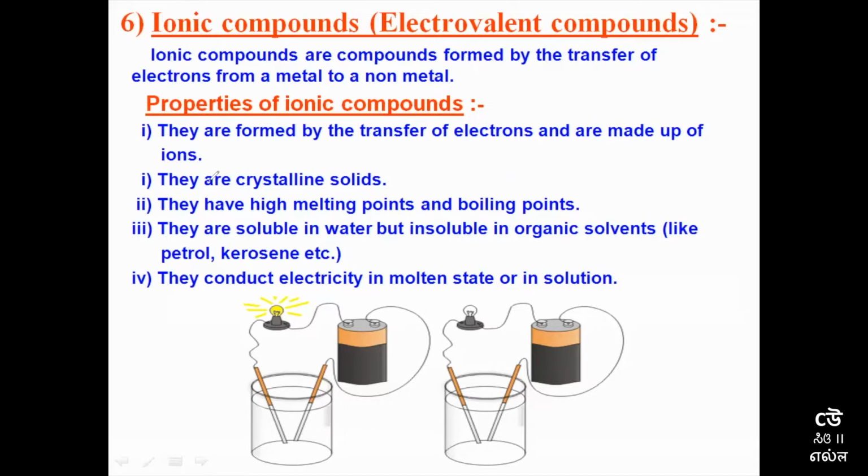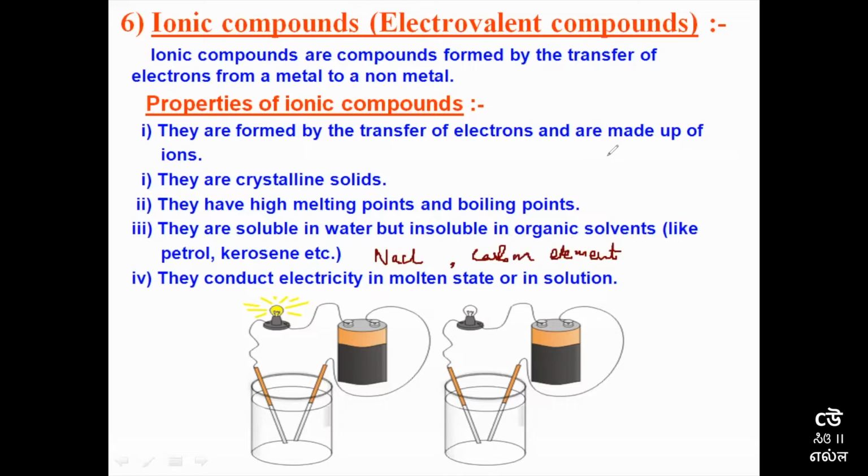property says that these ionic compounds or electrovalent compounds are soluble in water but insoluble in organic solvents. So, we'll say that sodium chloride can easily be dissolved in water, but it can't get dissolved in those compounds which are made of the element carbon, because both petrol and kerosene are compounds which are made of carbon.